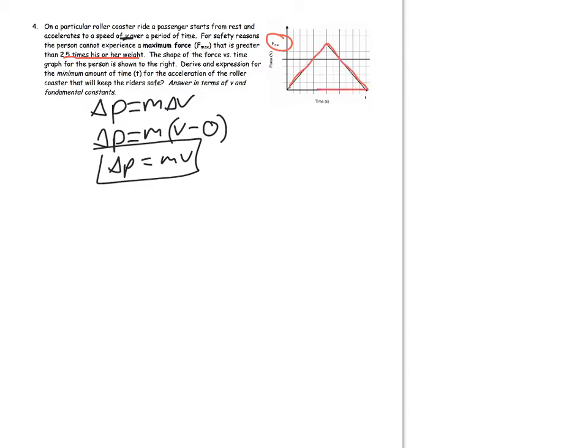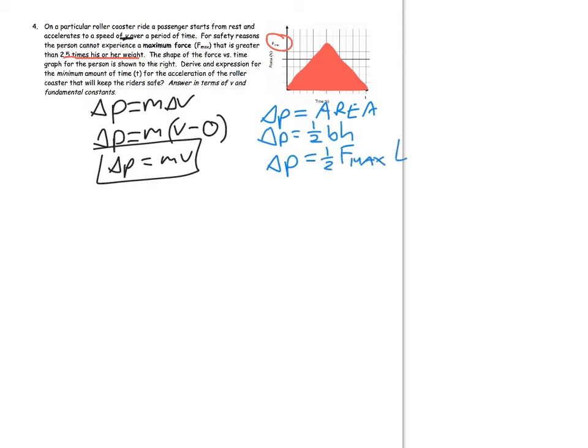The other thing that I'm going to do is I'm going to use this graph. So if I think about the area under the curve on this graph, thinking about the area of that triangle, the impulse is also going to be equal to 1/2 base times height. And so I end up getting an impulse using the graph of 1/2 F max times this time here, t. Now, I'm told that F max is equal to 2.5 times my weight, or 2.5 times the rider's weight. So I'm going to substitute in 2.5 mg, right? Because weight is the force of gravity. And so there I have that expression.